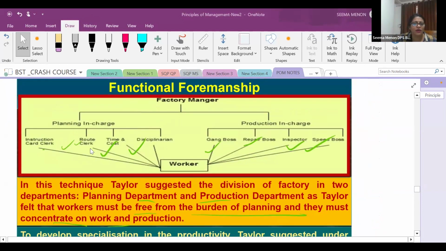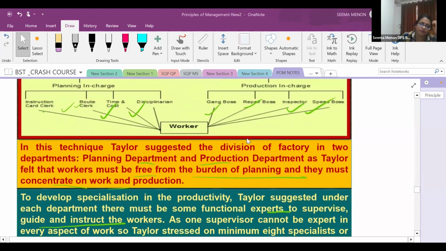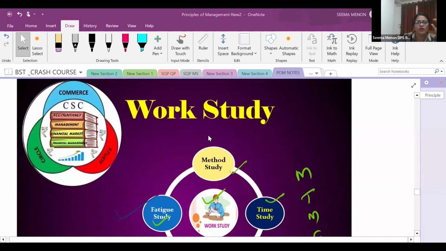Under planning, there are the instruction card clerk, route clerk, time and cost clerk, and then the disciplinarian. In case of production, there is the gang boss, repair boss, then inspector and speed boss. After that, we are moving into work study.